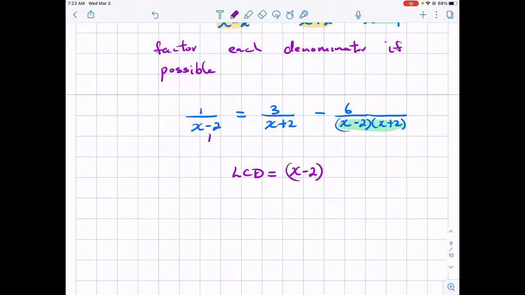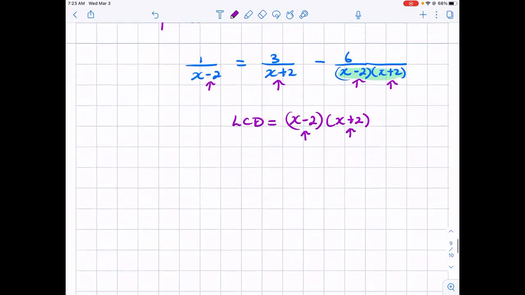The LCD is x minus 2. We start off with the first. Then we move down the list. Here we have x plus 2. We don't write repeated ones. Here we have x minus 2, but we already have x minus 2 there. And here we have x plus 2, but we already have x plus 2 there. So we don't write them twice. So the lowest common denominator is x minus 2 times x plus 2.